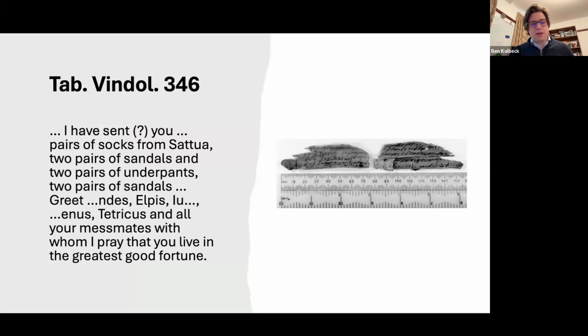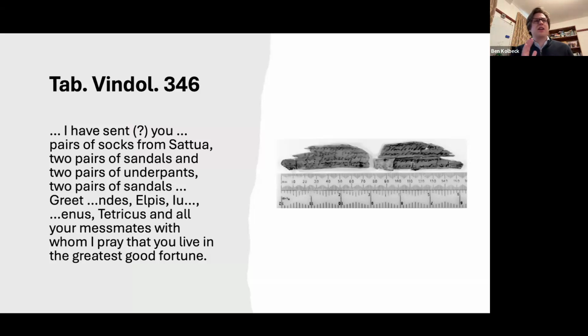So this is from tablet 346, where we read, I have sent you some pairs of socks, 2 pairs of sandals, 2 pairs of underpants, 2 pairs of sandals. So all very useful things. I don't know why pairs of sandals is there twice, perhaps they forgot that they had already written that. All things that would be very, very useful on the frontier.